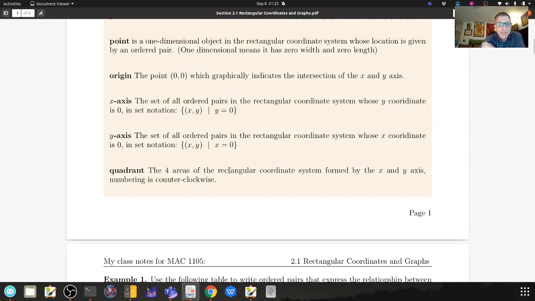We have a similar definition for the y-axis. You don't have to memorize these, but it is a technical definition. It's the set of all ordered pairs in the rectangular coordinate system whose x-coordinate is 0. In set notation, it's the set of ordered pairs (x, y) such that x is equal to 0. You can just think visually about it, although sometimes these definitions are helpful, because if a point lies on the x-axis, then its y-coordinate will be 0. If a point lies on the y-axis, then its x-coordinate will be 0.